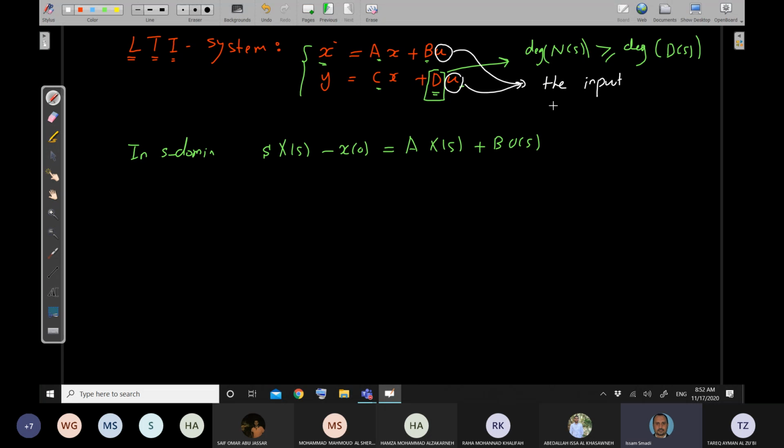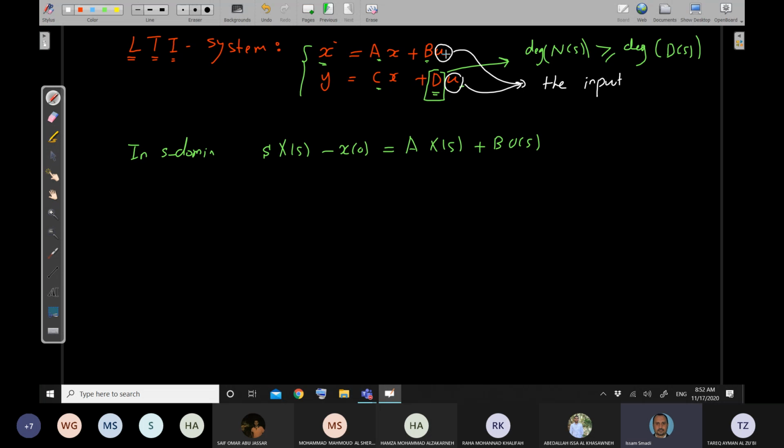And this does not mean that all the time the input is a step. If I'm interested in the step response, in this case, the ultimate input to the control system will be the unit step. But simply here, this is the input to the system.